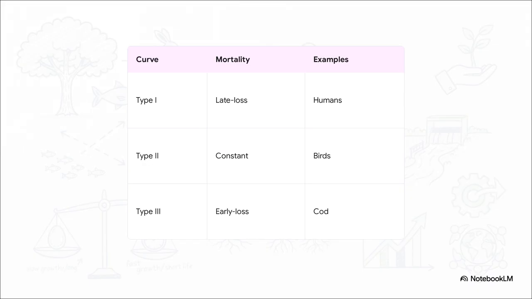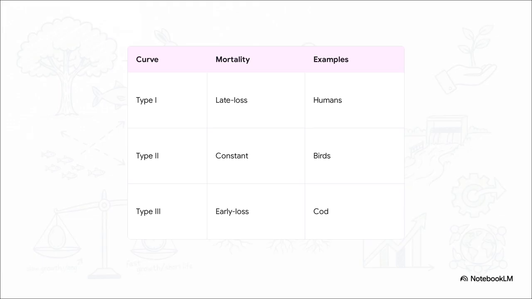First up, type 1. This is the late loss curve. Mortality is super low early on and really only spikes when the animals reach old age. Humans in high-income countries, elephants, great apes, this is where they sit. They invest heavily in just a few offspring. Next, right in the middle, we have type 2. This is a linear, constant survivorship curve. Songbirds are a perfect example of this. A 1-year-old songbird and a 5-year-old songbird face the exact same daily odds of getting eaten or catching a disease.